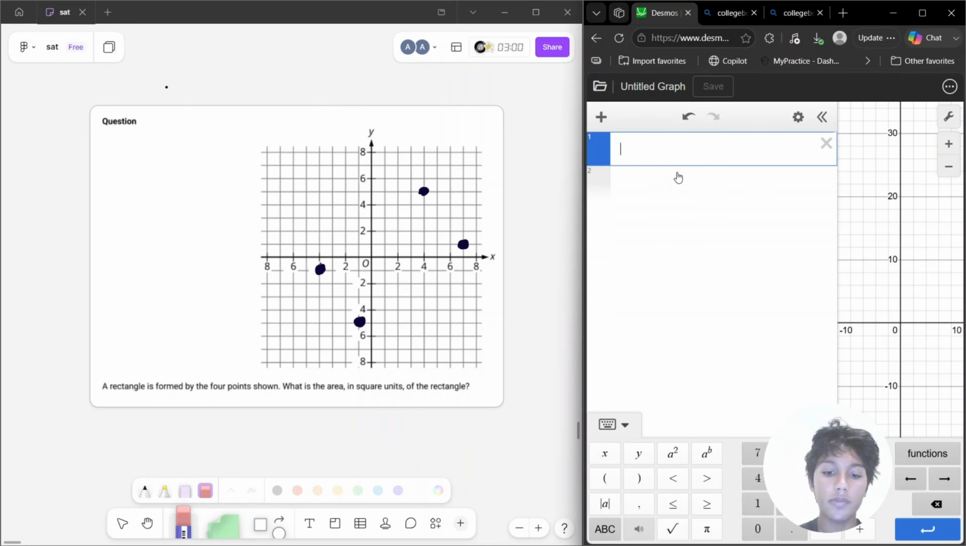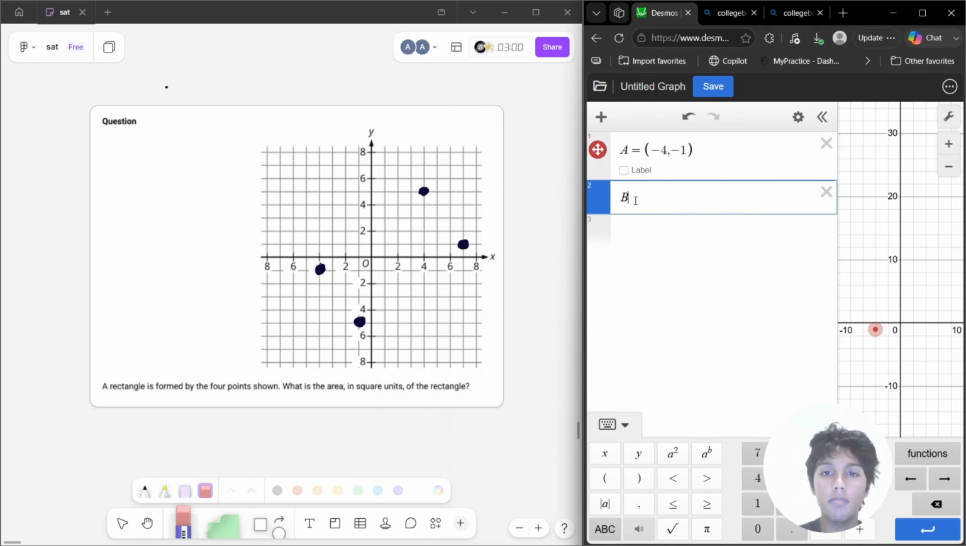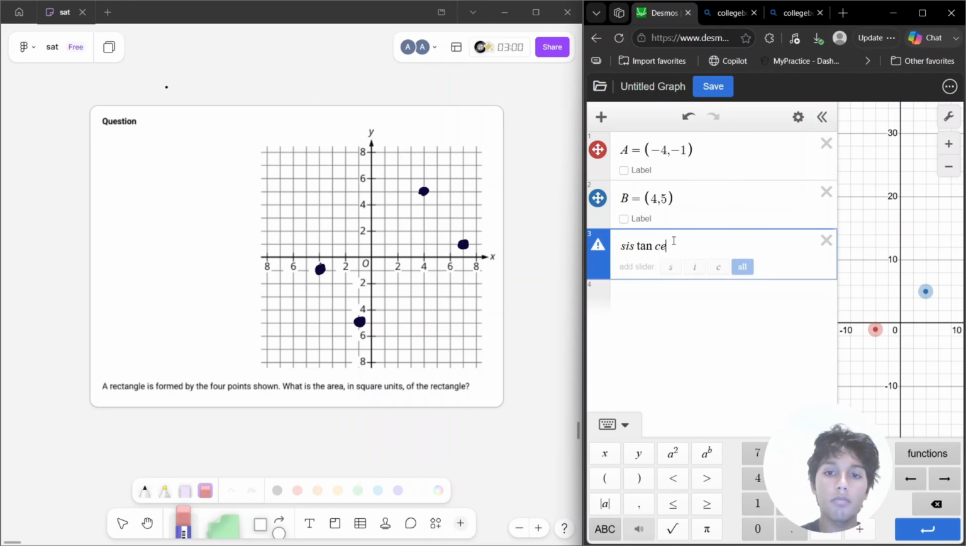Alright, so here we are in Desmos. What I'm going to do is label this point right here. It's going to be A. Okay, so the coordinates of A are -4, comma, -1. Now we're going to go to B. Let's call this point B. B is going to be 4, comma, 5. Alright, so now we can solve for the distance of those two by just doing distance A, comma, B, and that gives us 10.